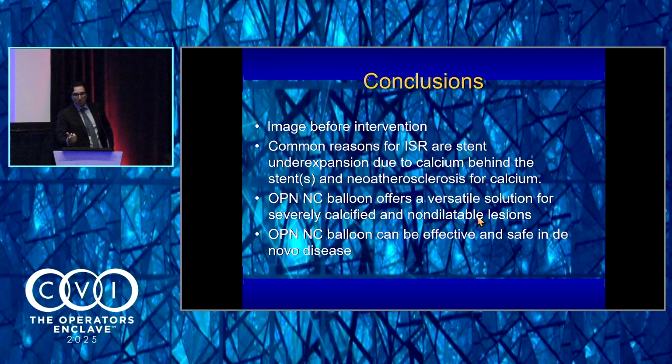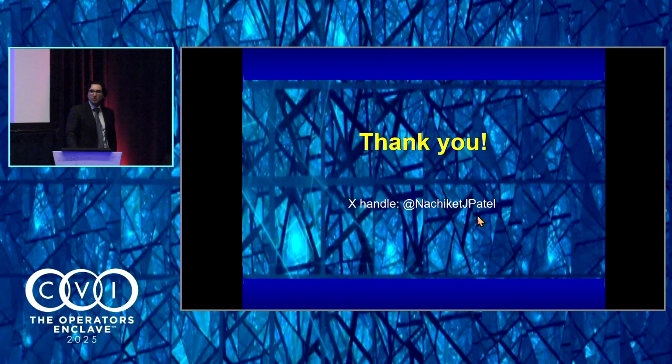So in conclusion, the first case gives us an example of the importance of imaging before any kind of intervention so as to not get into a tough situation like that. Common reasons for ISR are stent underexpansion due to calcium behind the stents and neoatherosclerosis. The OPN balloon offers a versatile solution for severely calcified and non-dilatable lesions, and it is safe and effective both in ISR as well as de novo disease. I appreciate your time. Thank you for your attention.